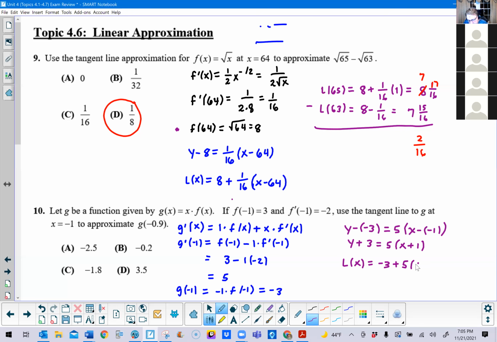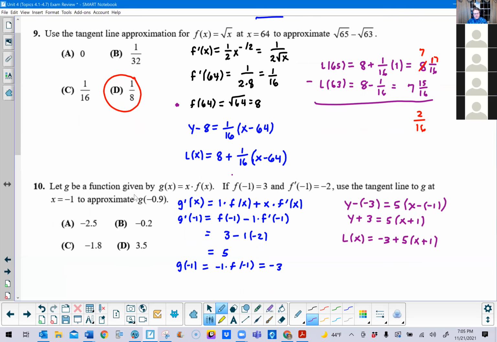And we have this. And now I think we're ready without a calculator, no calculator icon here. We should be able to approximate g of -0.9 by just simply plugging in -0.9 for this equation. And that would be -3 plus 5. Yes, there's a little bit of arithmetic that you might have to do. Don't panic. -0.9 plus 1, that's 1 minus 0.9, right? That's like 1 minus 9/10. That would be 1/10, which is 0.1.